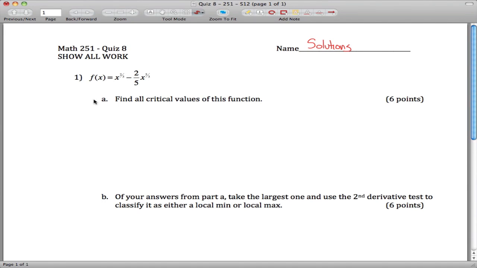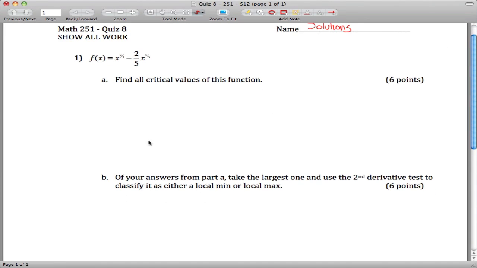Here are solutions to quiz 8 for Math 251. We're given this function here and asked to find the critical values of the function. The way we'll figure that out is figure out what the derivative is.